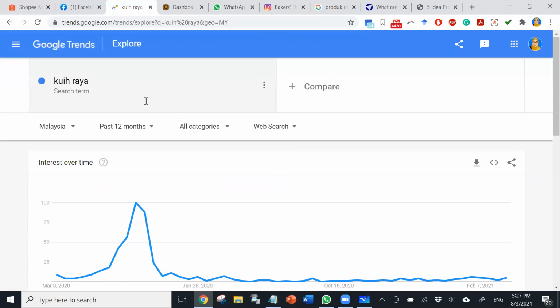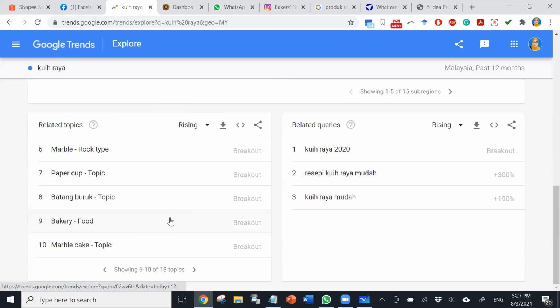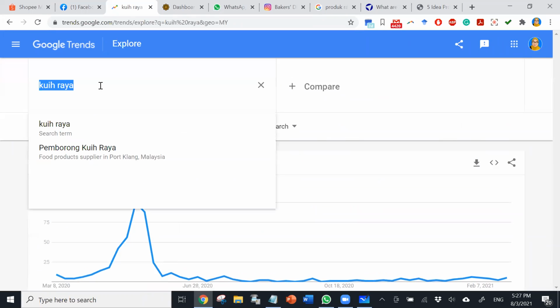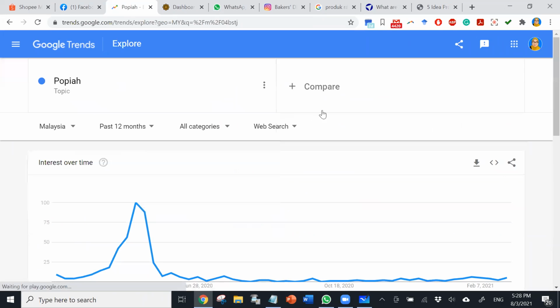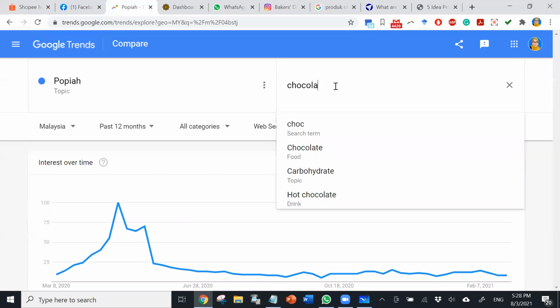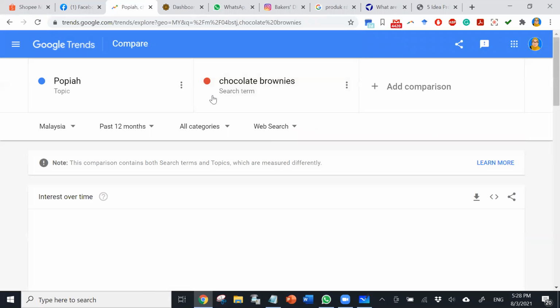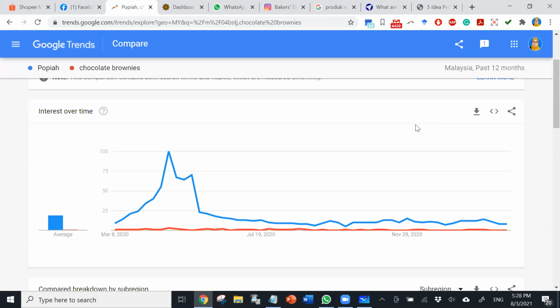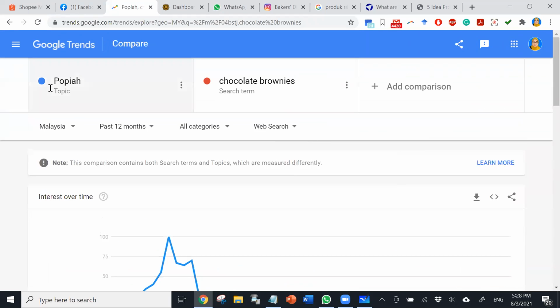Okay, for example, in the past 12 months, if you want to compare between two things, for example, you are choosing raya cookies and you want to sell between popiah versus chocolate brownie, you put here popiah, compare with chocolate brownies. If you have more products, you can add comparison here. Okay, so popiah is the blue one, chocolate brownie is the red one.